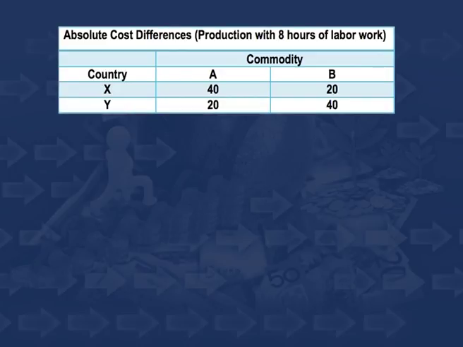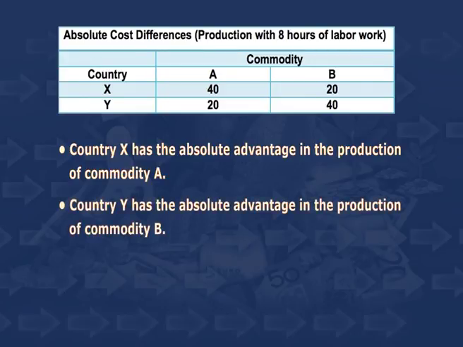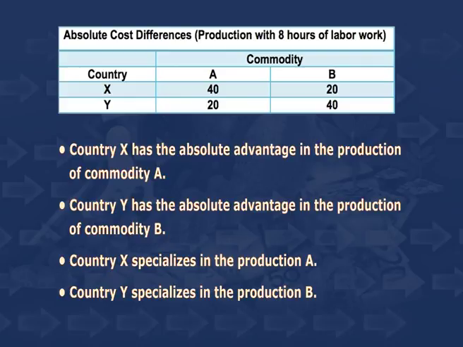It means that country X has the absolute advantage in the production of commodity A and country Y has the absolute advantage in the production of commodity B. Therefore, country X produces commodity A and exports it to country Y, and country Y produces commodity B and exports it to country X. It means that country X specializes in the production of A and country Y specializes in the production of B. Some countries have more natural resources than other countries, and therefore some countries have the advantage in the production of some particular commodities.